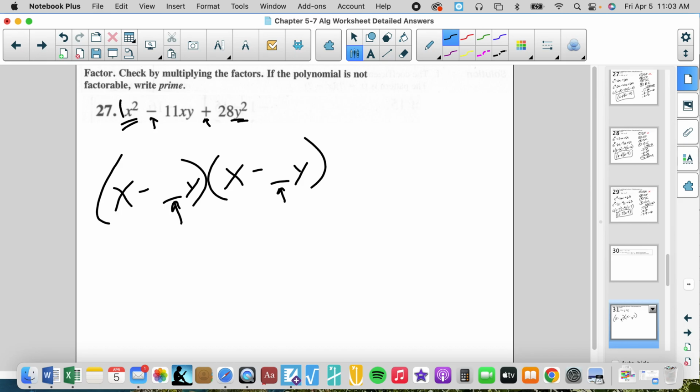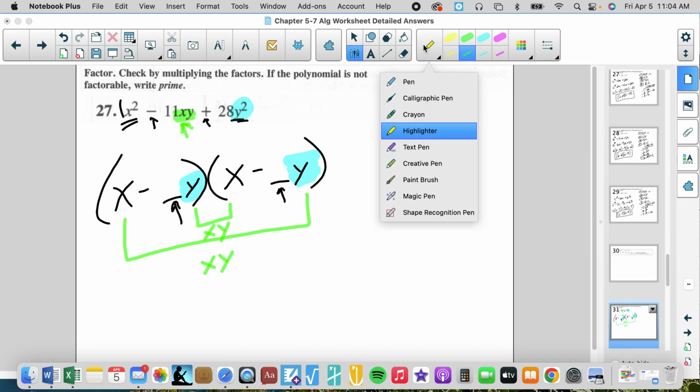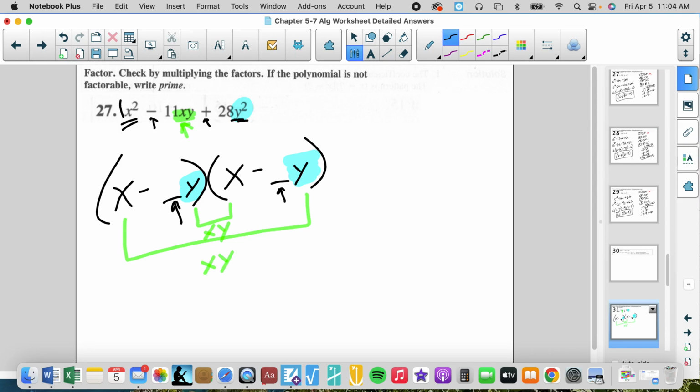I just need to make sure that I have this variable y in my lasts, because that is how I get it. And think about it, my outside and inside, let's do it in this color, my outside and inside would produce an xy, hence why we have a middle term of xy. So just something to keep in mind and think about the logical part. We still go through the same processes.